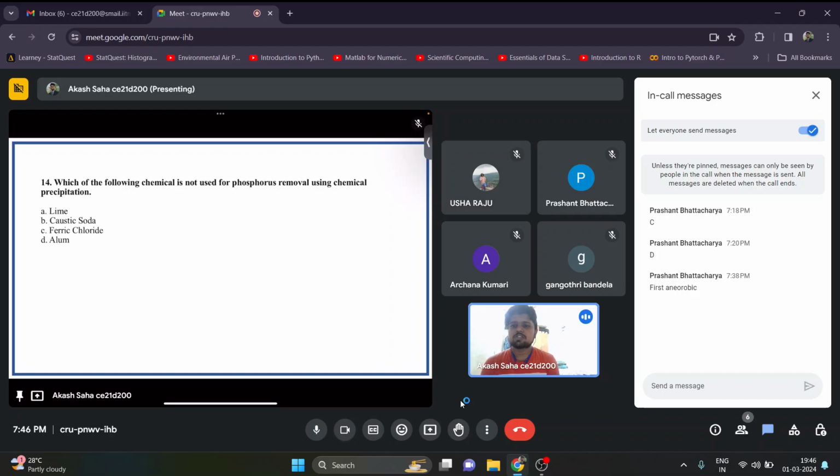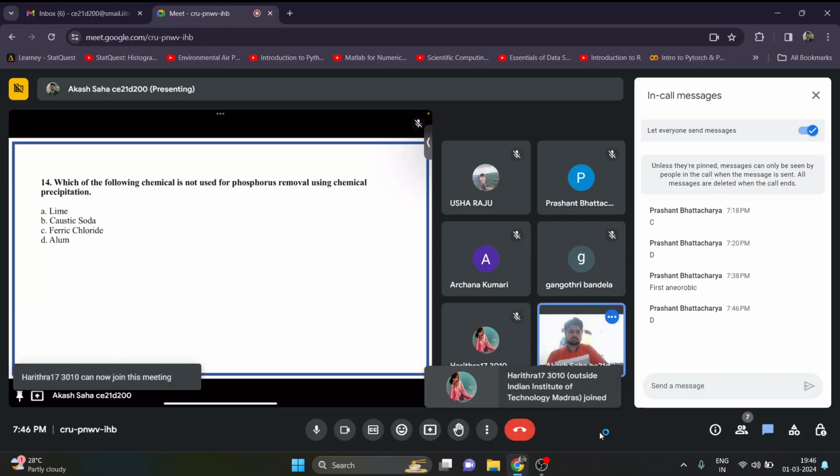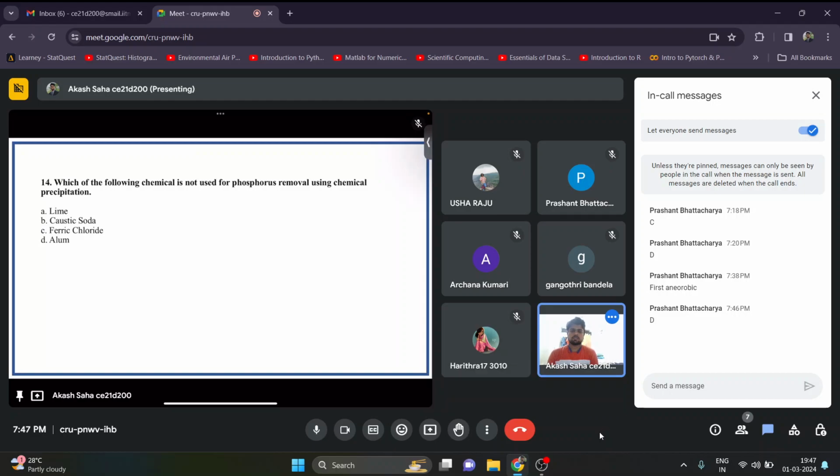Now next question, which of the following chemicals is not used for phosphorus removal using chemical precipitation? So here we have four chemicals: lime, caustic soda, ferric chloride, and alum. Which of them is not used for phosphorus removal? All of lime, ferric chloride, and alum are used, whereas caustic soda, which is basically NaOH, is not used for phosphorus removal, because for precipitating we need lime or ferric chloride or alum. NaOH is not going to precipitate the phosphorus during chemical precipitation. So the correct answer is caustic soda.